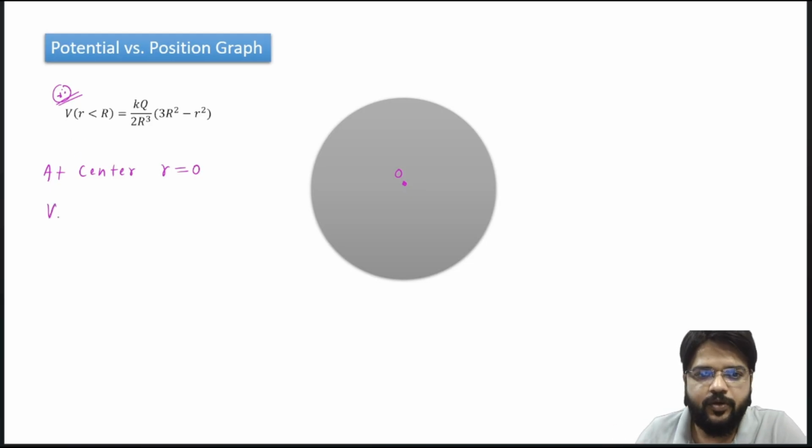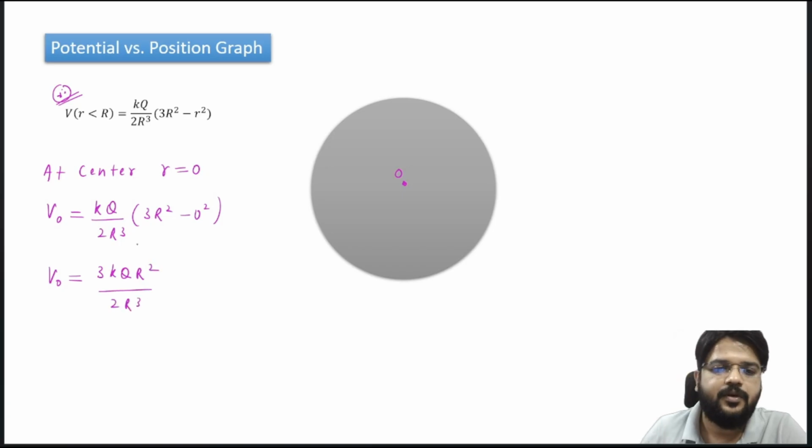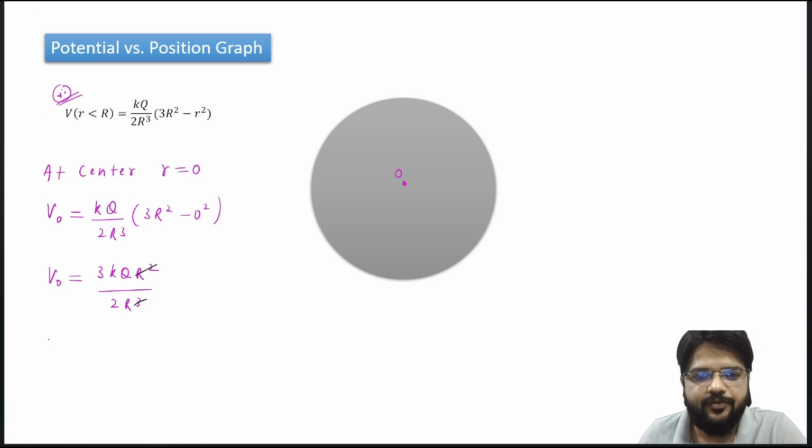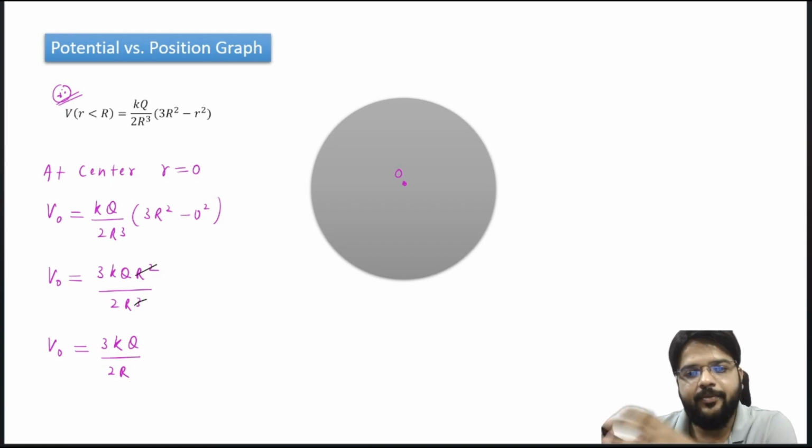Okay. So potential at the center can be written as V naught equal to KQ by 2RQ, 3R square, and small r is 0, everyone. So here we will get 3KQ R square by 2RQ. Now next thing is what? This and this is cancelling. Then what we have? V naught equal to 3KQ by 2R. So potential at the center, what we got is just 3 by 2 KQ by R.